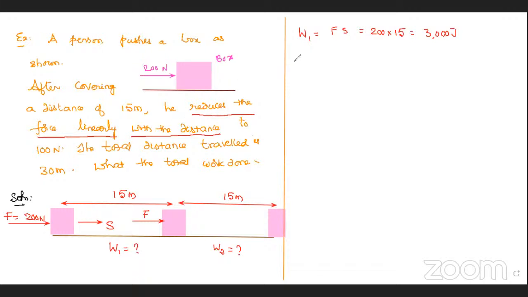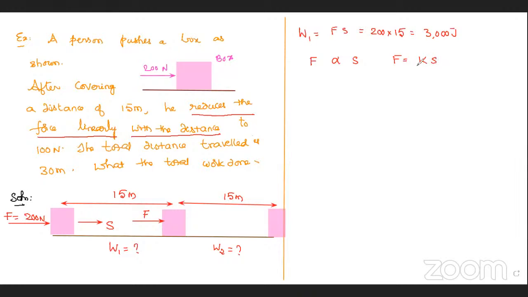Linearly decreases with the distance means force I have to write directly proportional to distance. Force is directly proportional to S. That too decreasing means F is equal to, since it is decreasing, I have to write some K into S, constant.